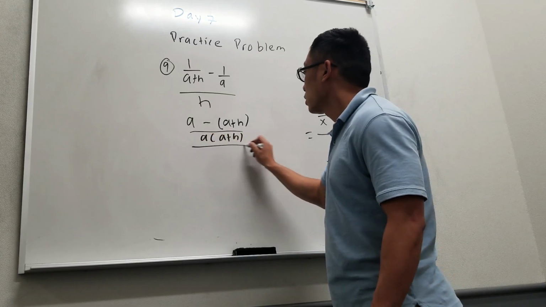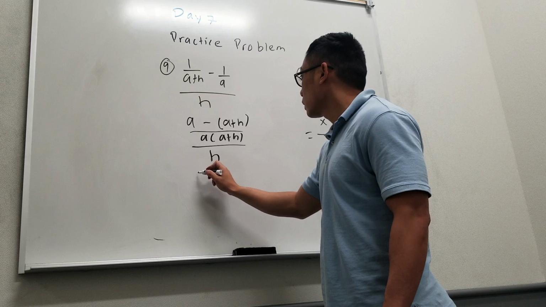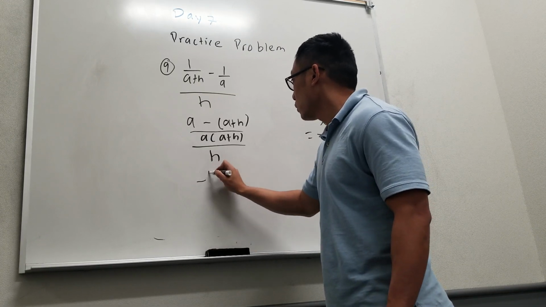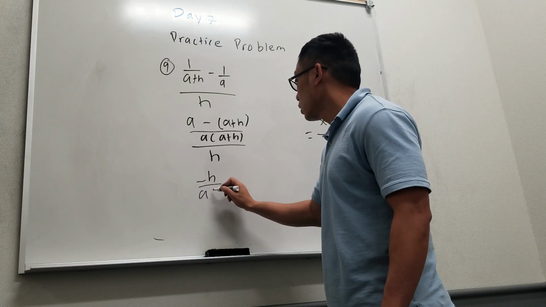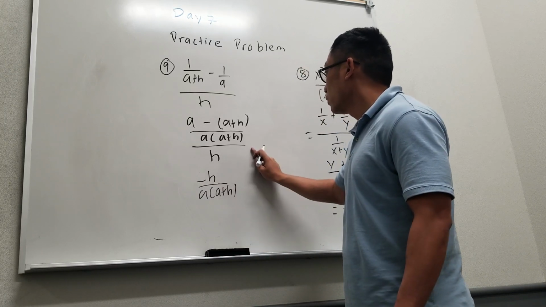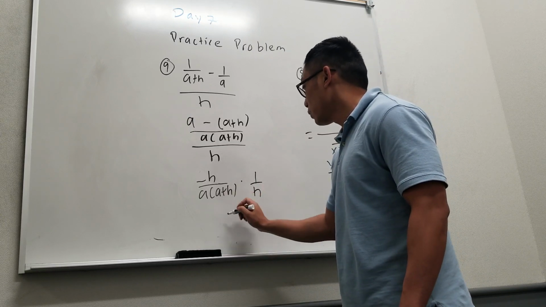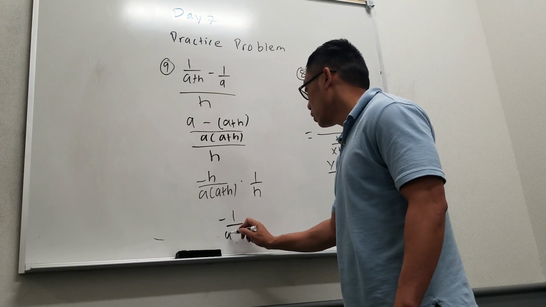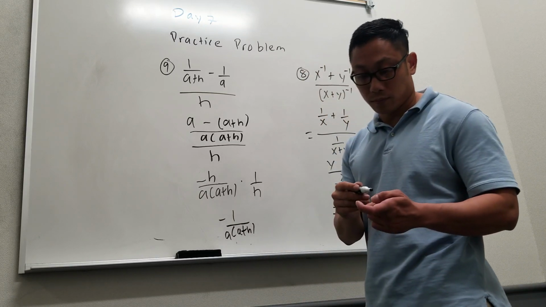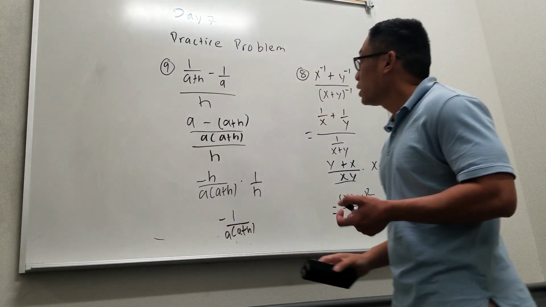all over h. Now we can simplify the top first. You notice if I do, I'm just going to have a negative h over a plus h. Then here, this is all over h, so this is the same thing as 1 over h. And now when you simplify, you have negative 1 over a plus h. That's it. Okay, hopefully that makes sense.